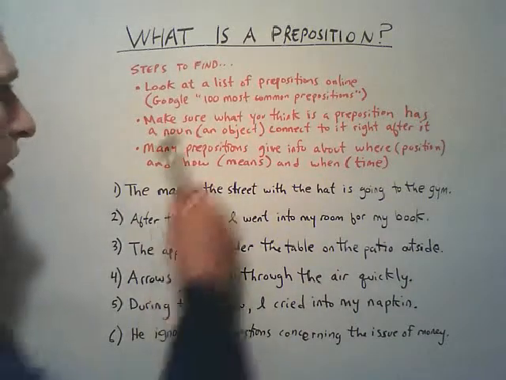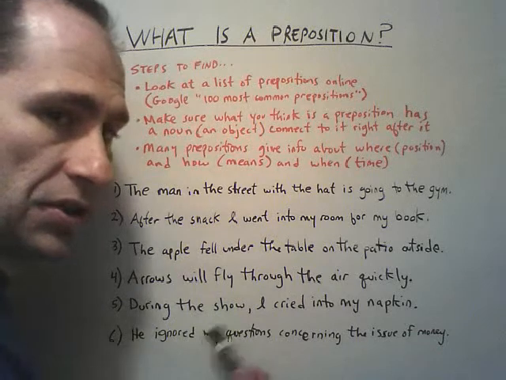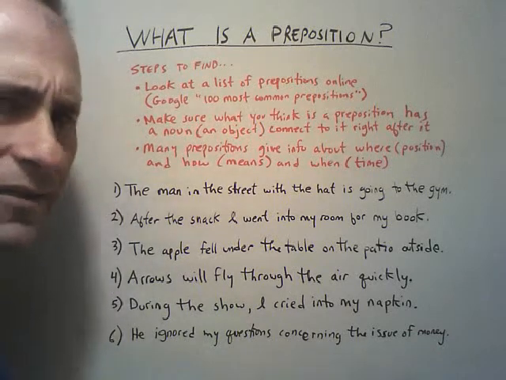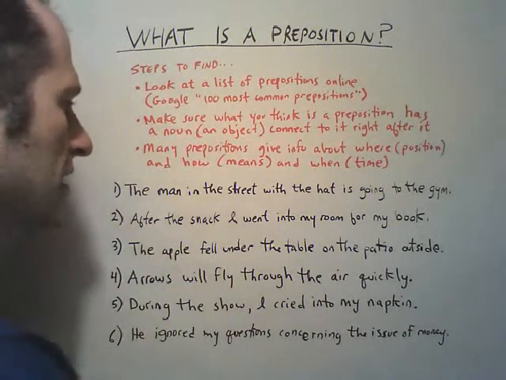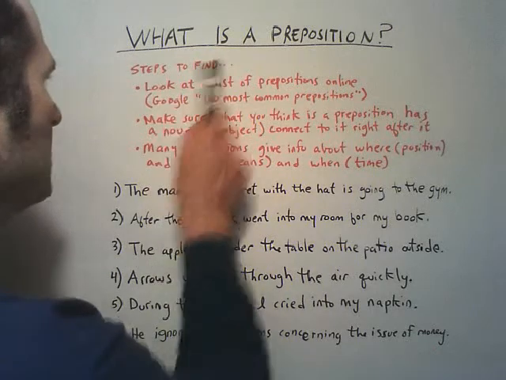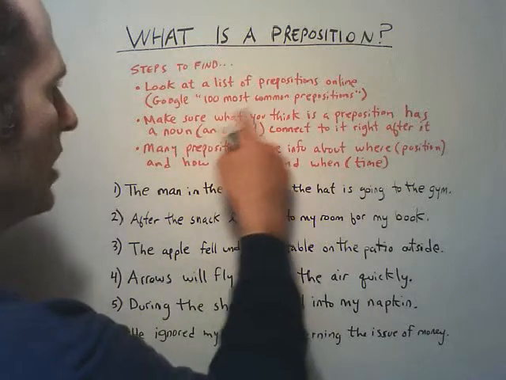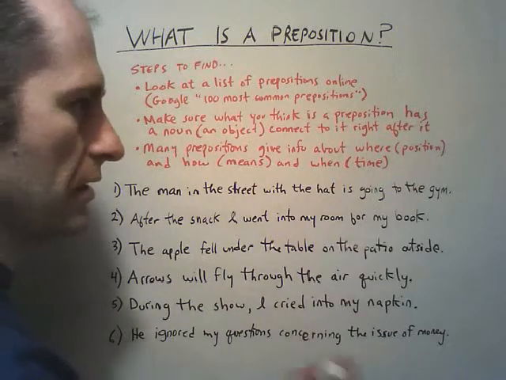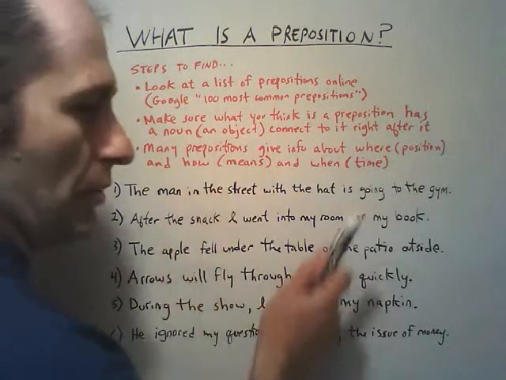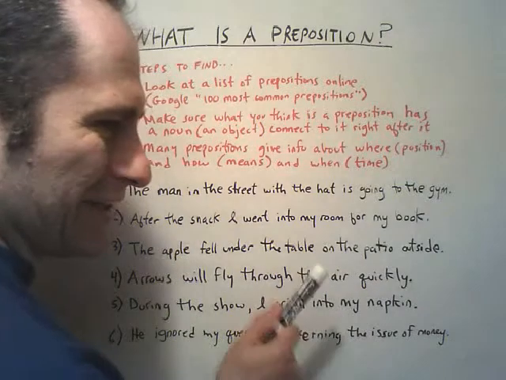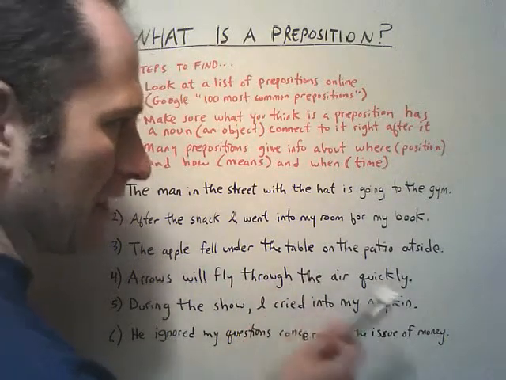Now if you need to see this bigger, as you should with all these videos, expand it to full screen. Maybe then you can see them a little better, but I'll read everyone. Steps to find: Look at a list of prepositions online. Google 100 most common prepositions. I'm sure you'll find a good list. Just remember, those words on the list will not always be prepositions. That depends on the context.